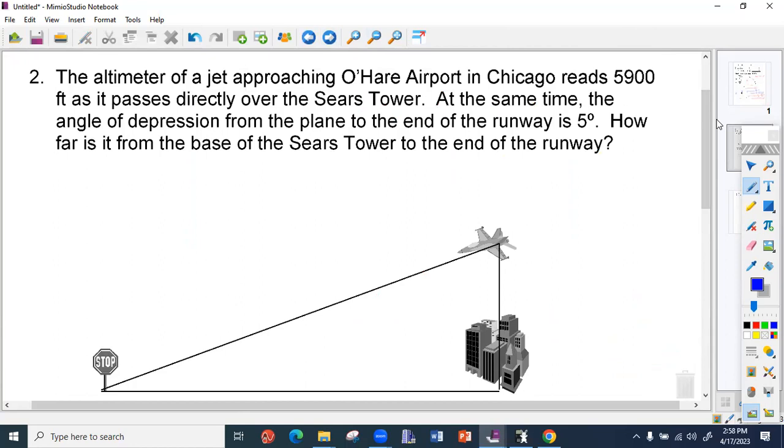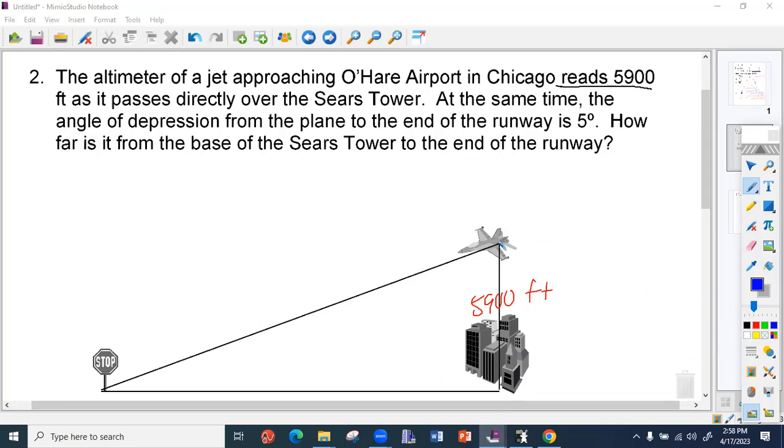The altimeter of a jet approaching O'Hare Airport in Chicago reads 5,900 feet as it passes directly over the Sears Tower. At the same time, the angle of depression from the plane to the end of the runway is 5 degrees. How far is it from the base of the Sears Tower to the runway? Okay, great question. So first, we're going to acknowledge what it tells us. It says that it's 5,900 feet. So this right here is our 5,900 feet. Agreed?